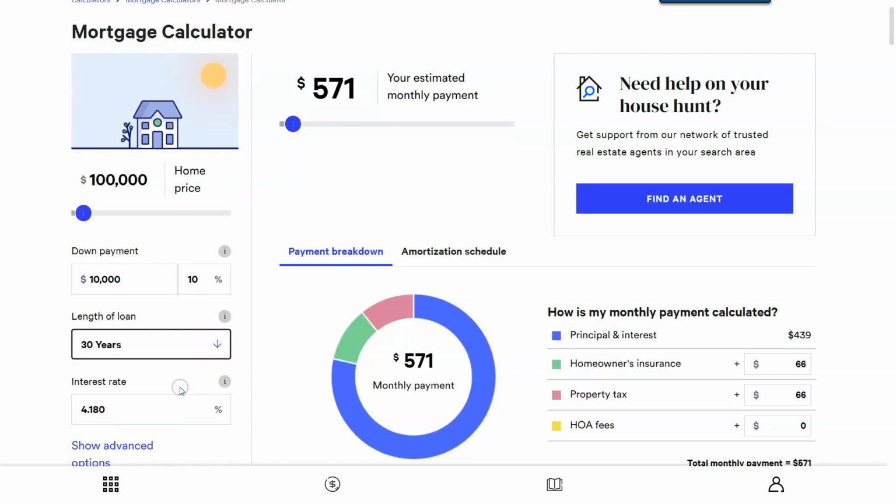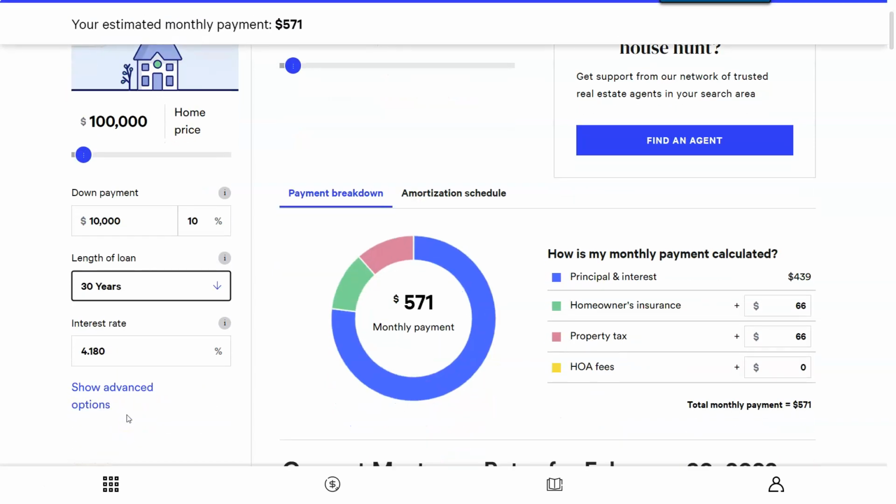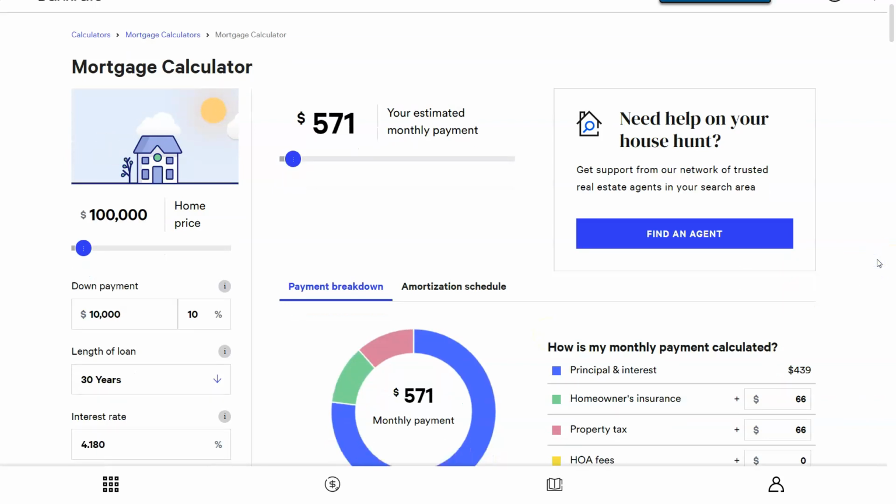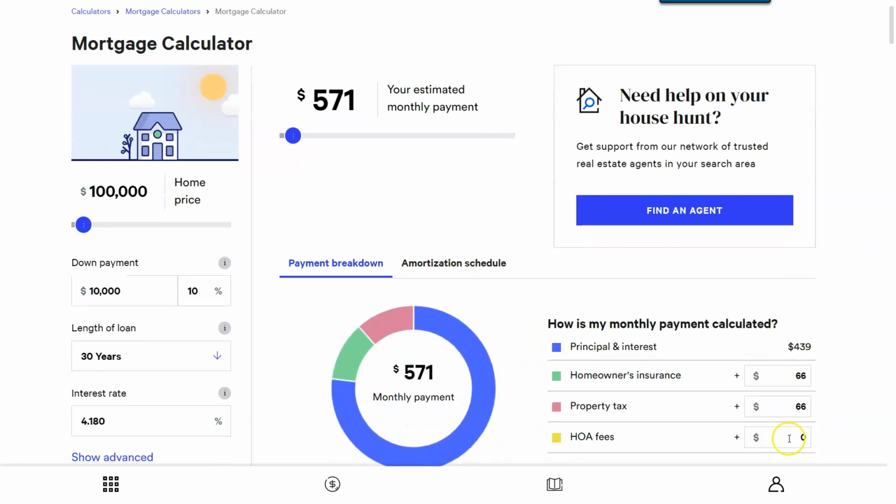So let's go back to 30 years. I'll keep that interest rate where it is. But let's just look at some of the other things on the calculator, okay? Let's look at some other things here. Over here to the right, if there's homeowners insurance or a homeowners association fee, you'll put that here. Property taxes go here, homeowners insurance goes here.